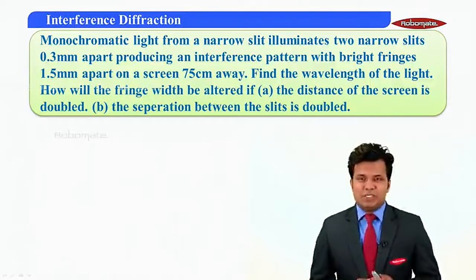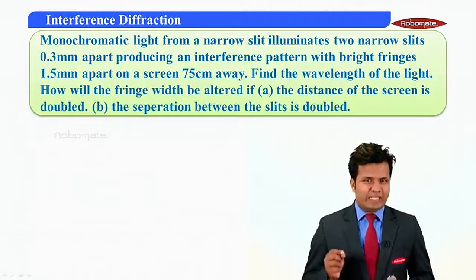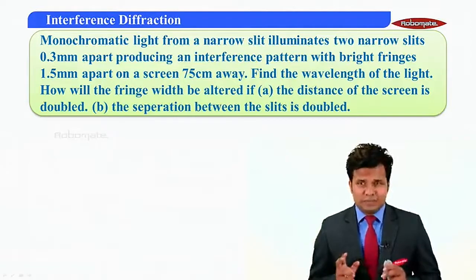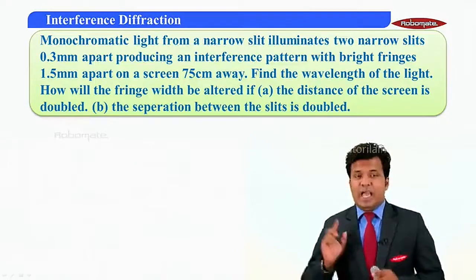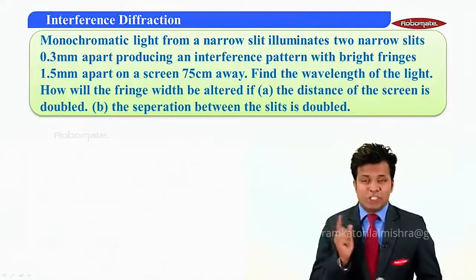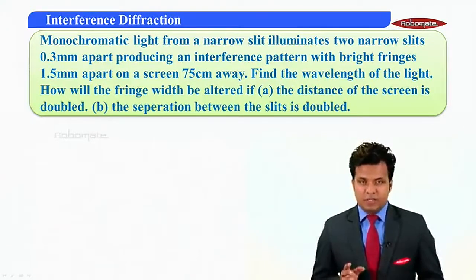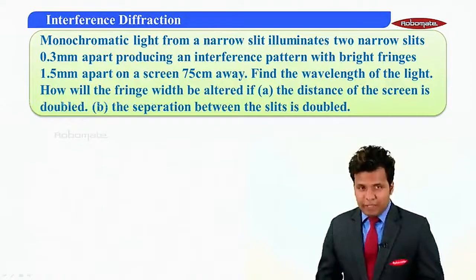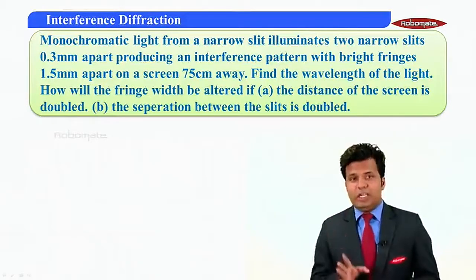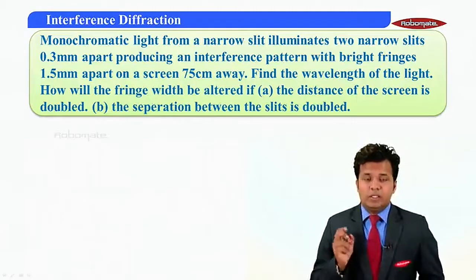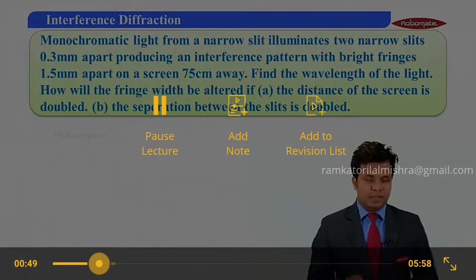The very first question, students, is telling you that monochromatic light from a narrow slit illuminates two narrow slits kept 0.3 mm apart, producing an interference pattern with bright fringes 1.5 mm apart on a screen 75 centimeter away. First, you need to find the wavelength of light. Second, how will the fringe width be altered in two cases: the distance of the screen is doubled, and the separation between the slits is doubled.